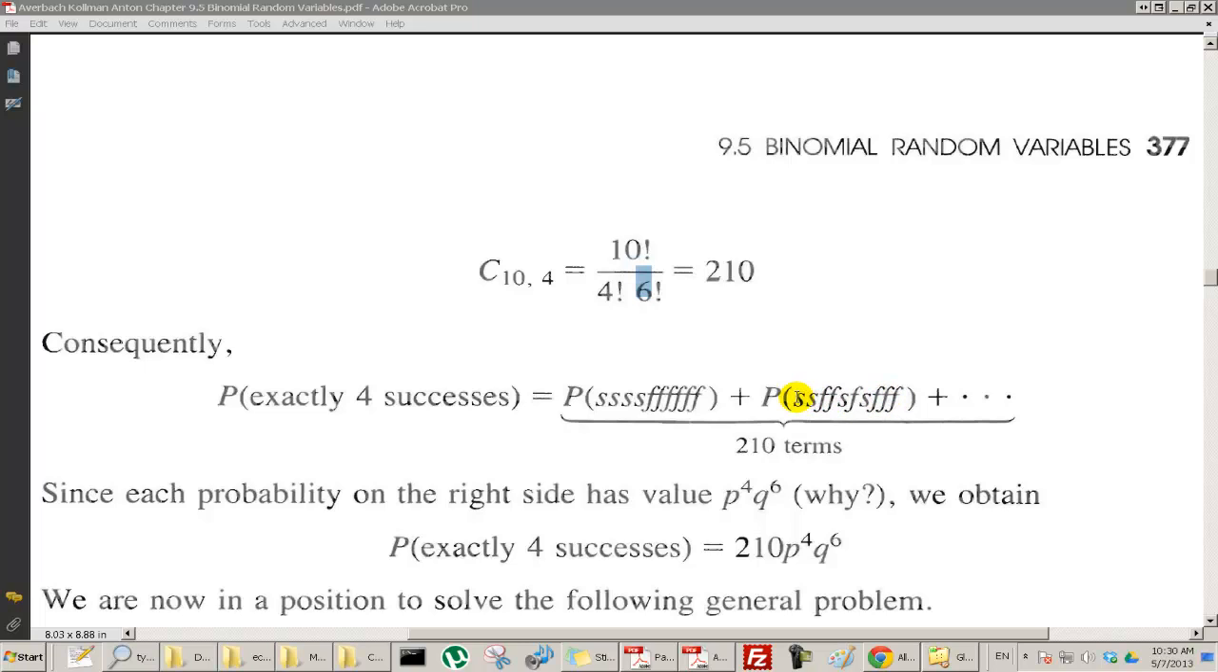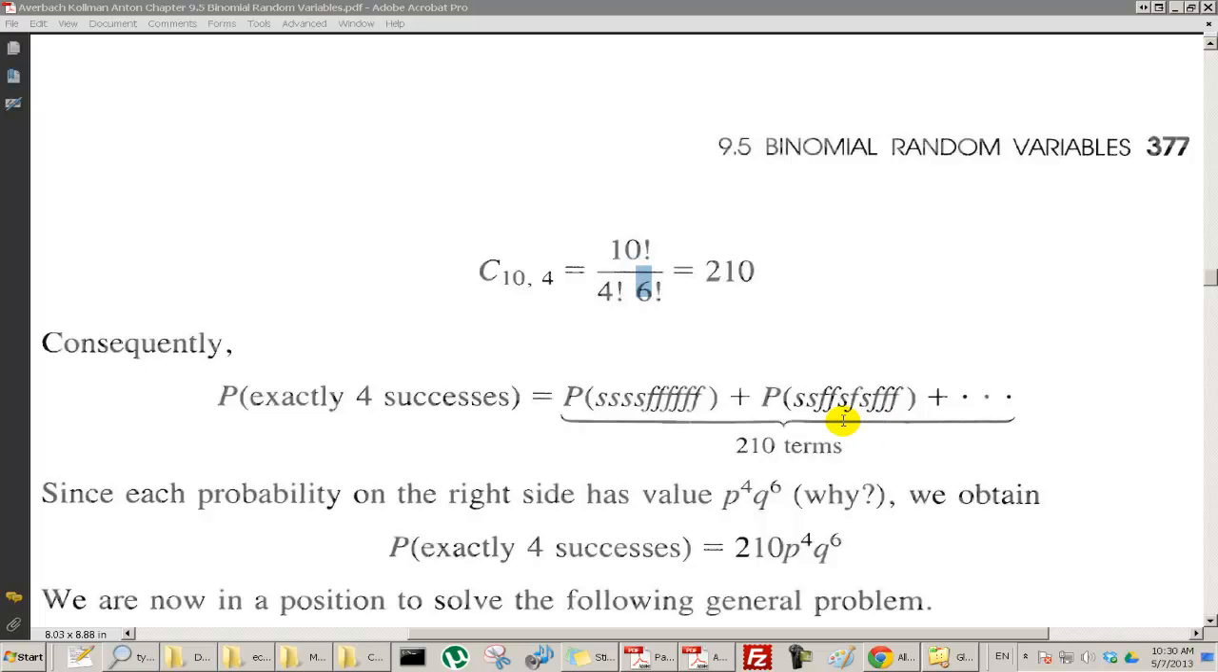And remember that we use independence to do these calculations. So why is this p to the 4th, q to the 6th? Because it's the probability of s times the probability of s times the probability of f times the probability of f times the probability of s, and so on. And so that's p to the 4th, q to the 6th.